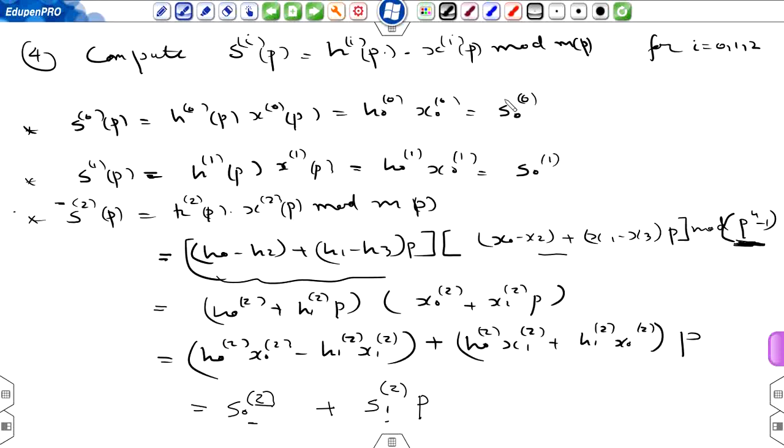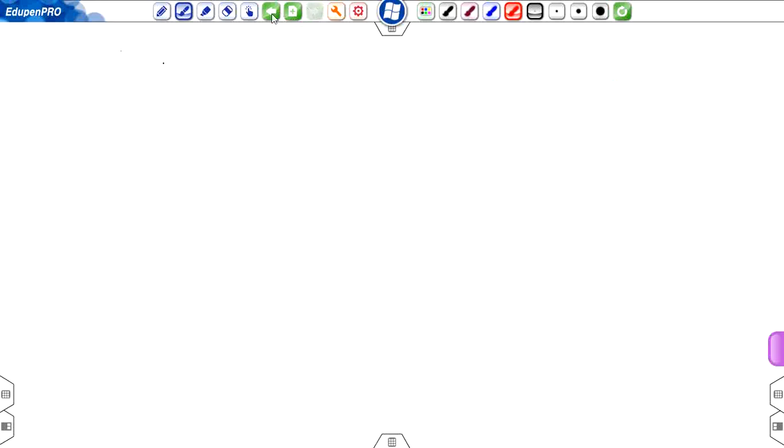Okay, so now talking about the number of multiplications, the evaluation of s0(p) requires one multiplication, the evaluation of s1(p) requires one multiplication, and the evaluation of s2(p) requires 1, 2, 3 and 4 multiplications.